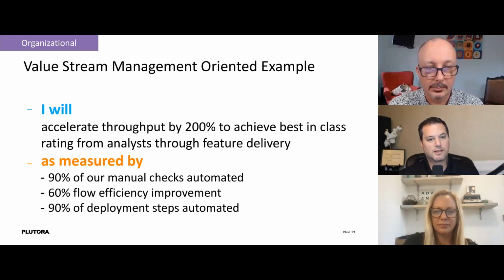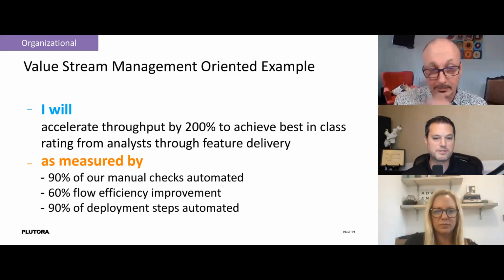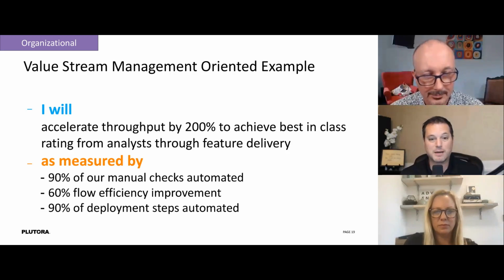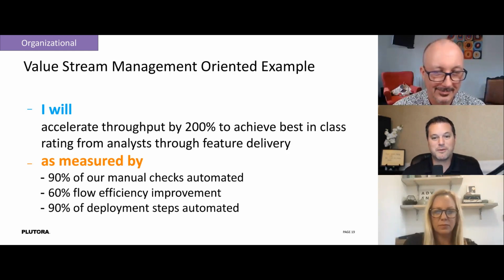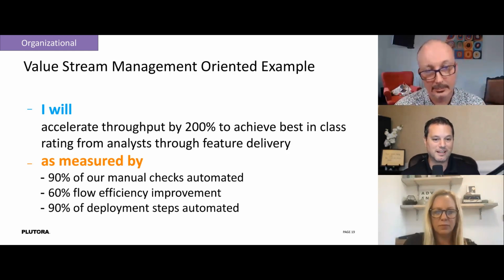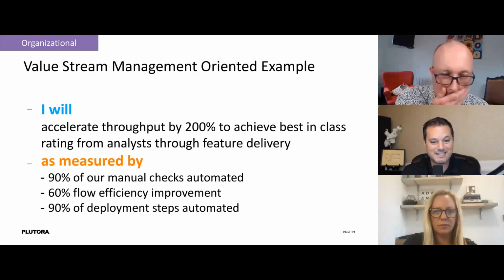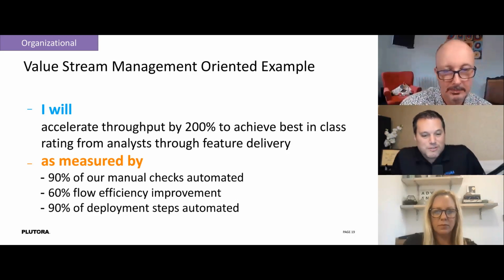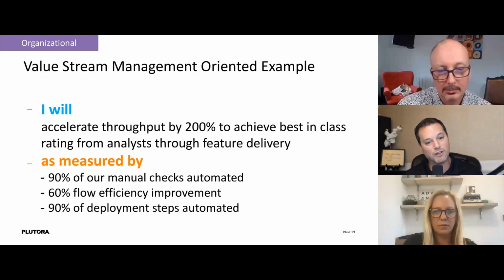Sure. So accelerating throughput by 200%. Basically, I want to double my speed, right? Or double the amount of stuff through the pipe. And I want to achieve a best-in-class rating from analysts through feature delivery. And I'll measure that by 90% of our manual checks are automated, that being one of the biggest blockers in the process, or 60% flow efficiency improvement. Improving my automation and deployment steps by 90%. Those kinds of things are things you can check off on the list to improve your flow.